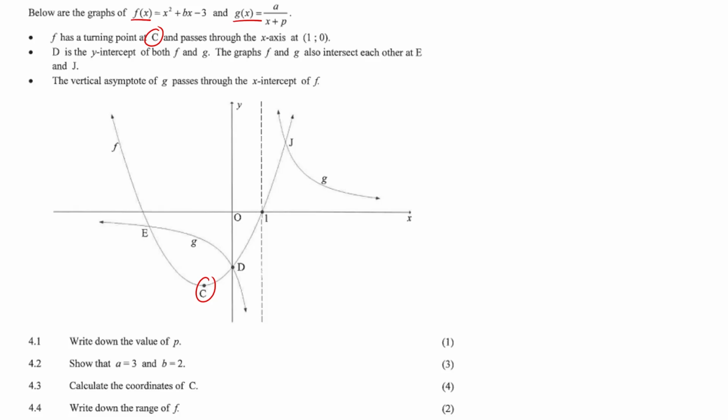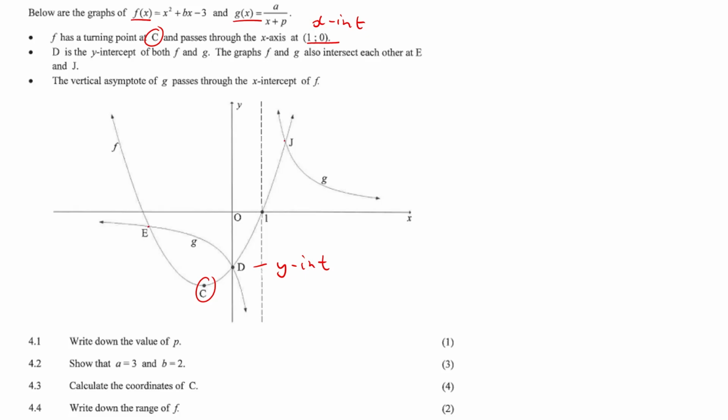And it passes through the x-axis at 1 and 0. So that is going to be an x-intercept. D is the y-intercept of both f and g. So D is the y-intercept of the f graph and the g graph. And the graphs of f and g also intersect each other at E and J. Point of intersections here between E and J.